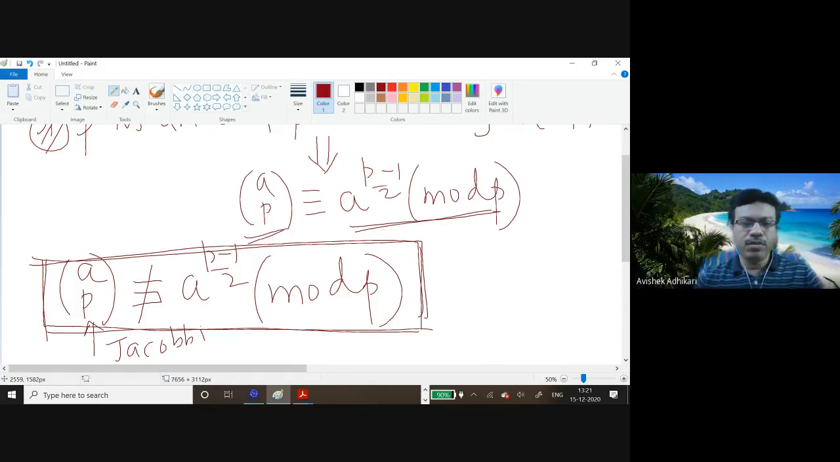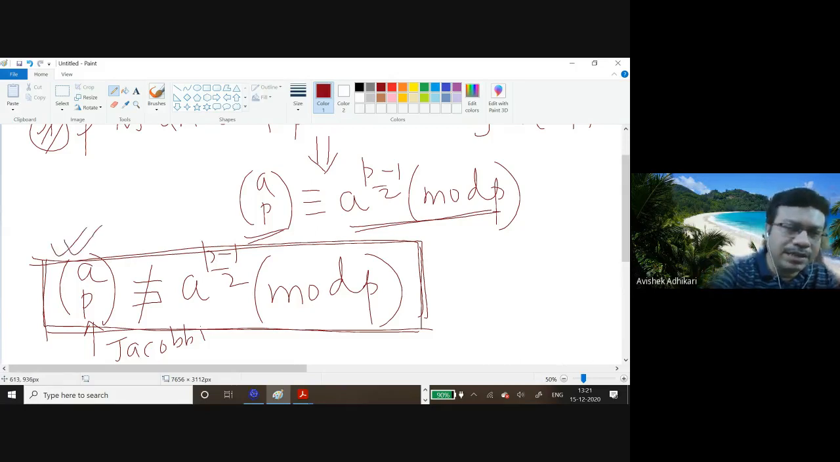What will be your conclusion? So you calculated the Jacobi symbol. I have given you A and P. You have no idea whether P is prime or not, but you know that GCD of A and P equals 1.